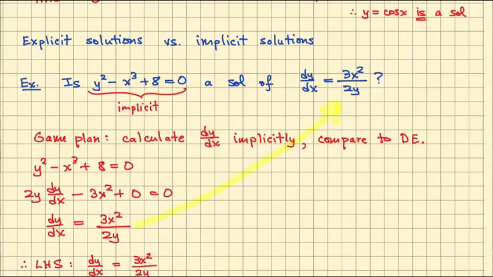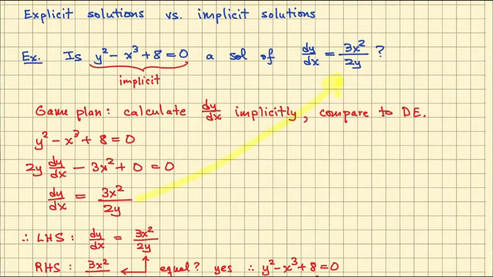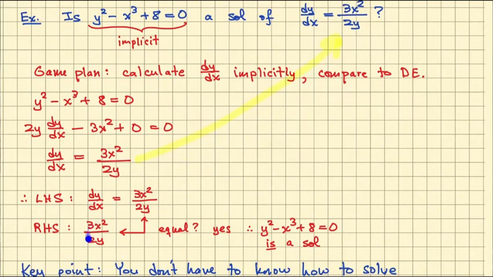So remember what we were doing before. We want to look at the left-hand side. The left-hand side of the differential equation is dy dx, but we just found dy dx to be 3x squared over 2y, so that's what the left-hand side is. And then we want to compare that to what we get on the right-hand side of the differential equation. Well, on the right-hand side, we get this. We ask, are these two things equal? Yes, they are. Since they're equal, then that must mean that this is a solution. It just happens to be in an implicit form.